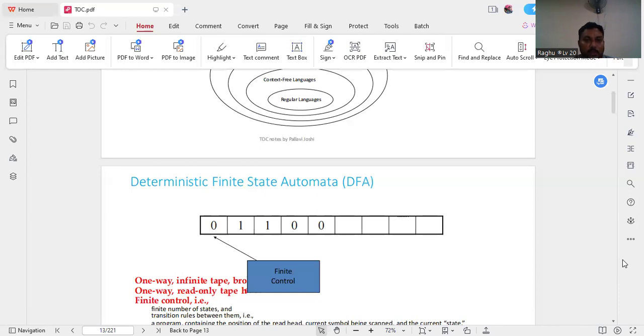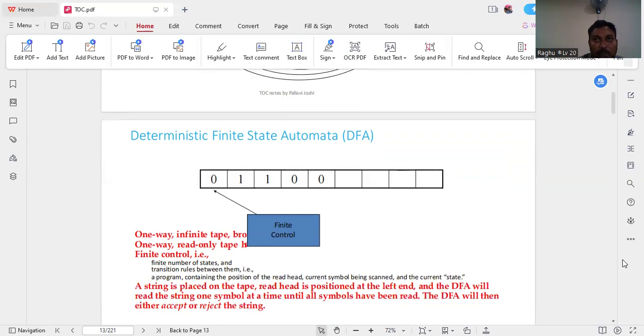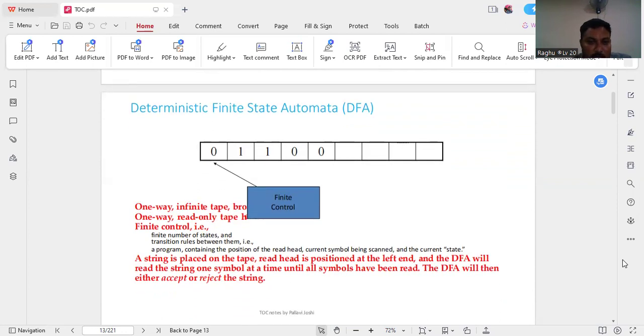And coming to the architecture of DFA. So here we have an input tape, and the input tape is divided into cells, right? We're going to place one symbol in each cell, and the input tape ends with the dollar symbol, and we have to use a finite control to read that input tape symbol, right?